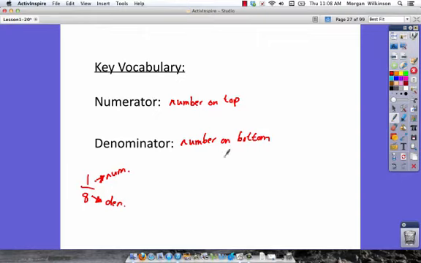Let's say we had the fraction 13 over 17. Which one's the numerator? Say it out loud. Which one's the denominator? Say it out loud. Hopefully you said the 13 is the numerator. I'm going to call it N. And hopefully you said 17 was the denominator. We'll call it D for this one. Make sure you've got the key vocabulary written down with the examples in your notes.